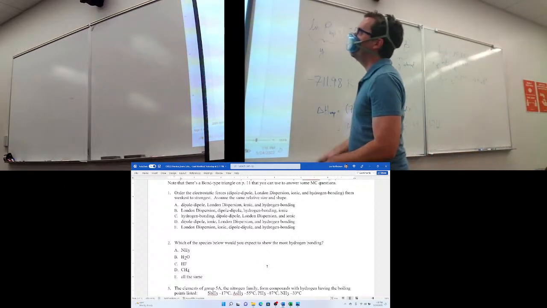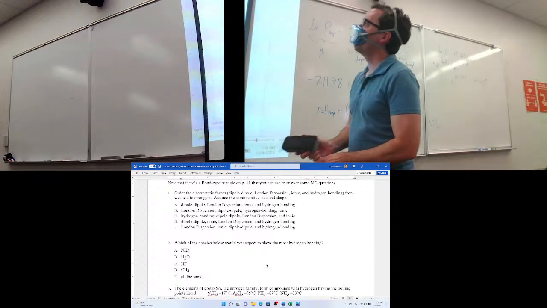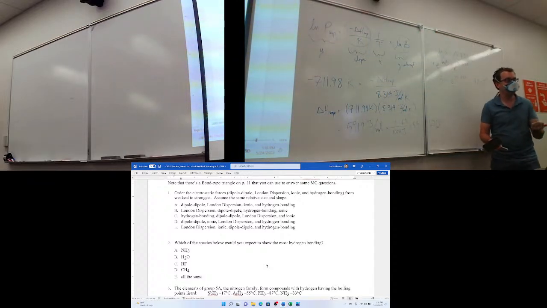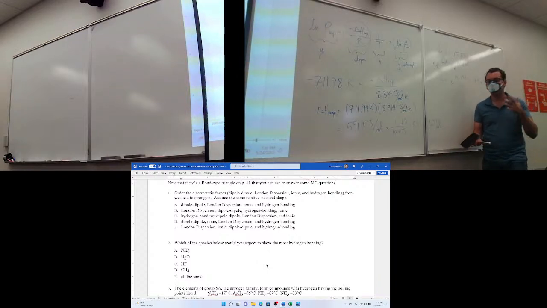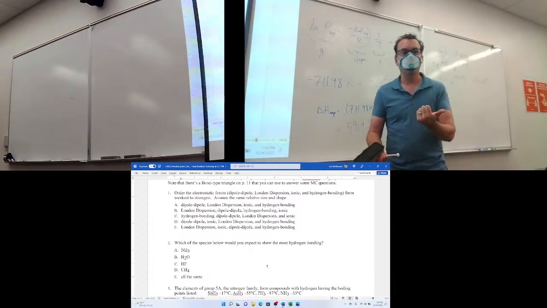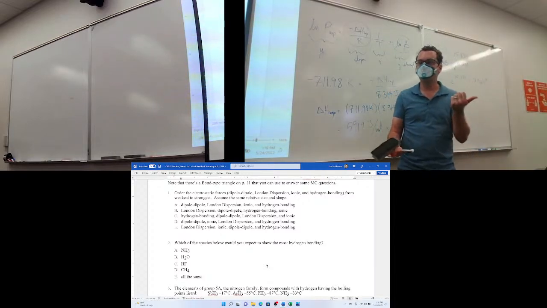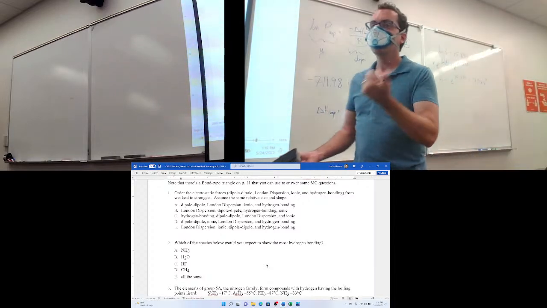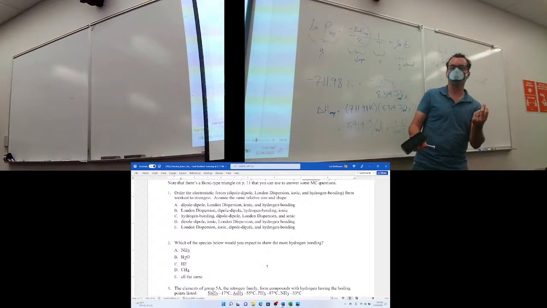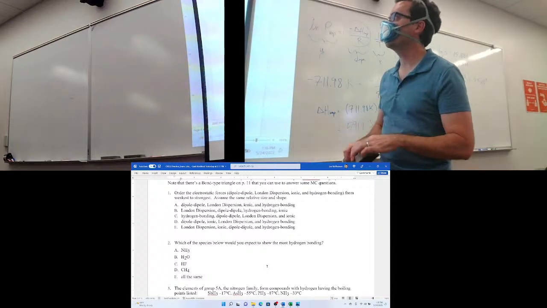Order electrostatic forces from weakest to strongest. We're using the words electrostatic forces, not IMFs. An electrostatic force is any force that involves charges. That does include ionic bonds, because you have full negative and full positive charges. But all of the IMFs are electrostatic forces as well, because they involve partial charges. That's what causes the attraction.